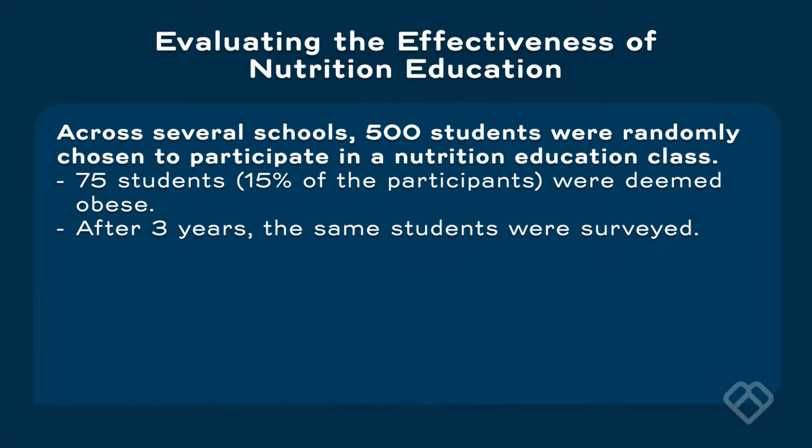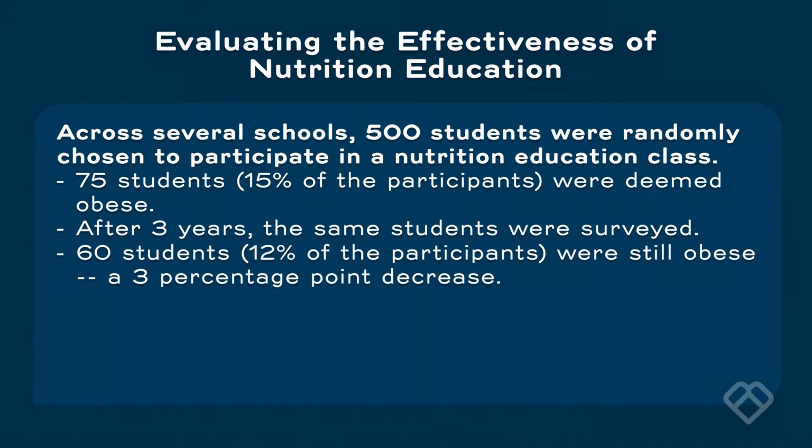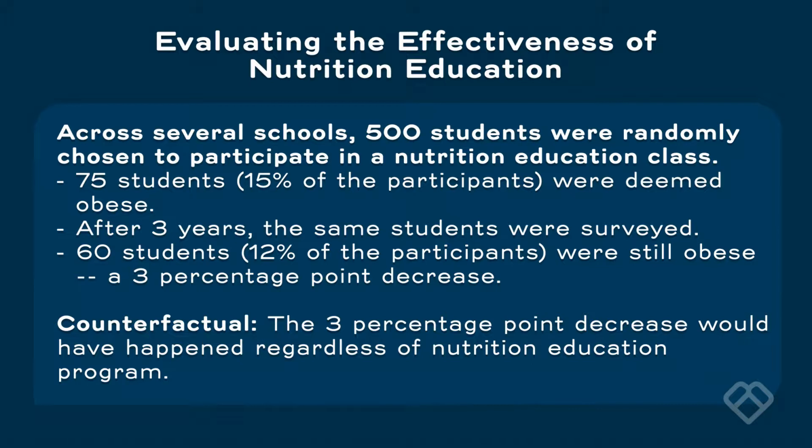After 3 years, the same students were surveyed. 60 students, or 12% of the participants, were still obese, but that's a 3% point decrease. The counterfactual is that the 3% point decrease would have happened regardless of the nutrition education program. So what if we did a simple before and after, or pre-post test, looking at the children before they entered the nutrition education program and afterwards?